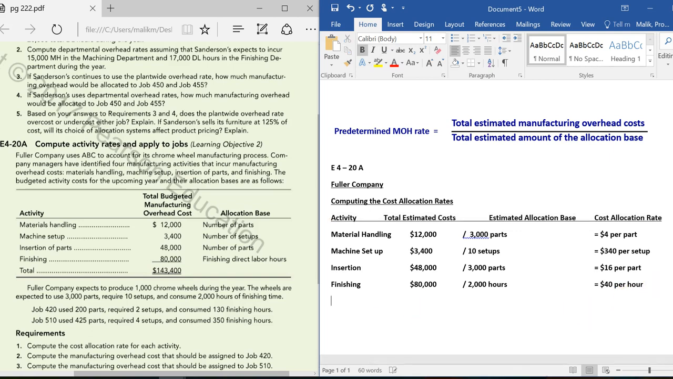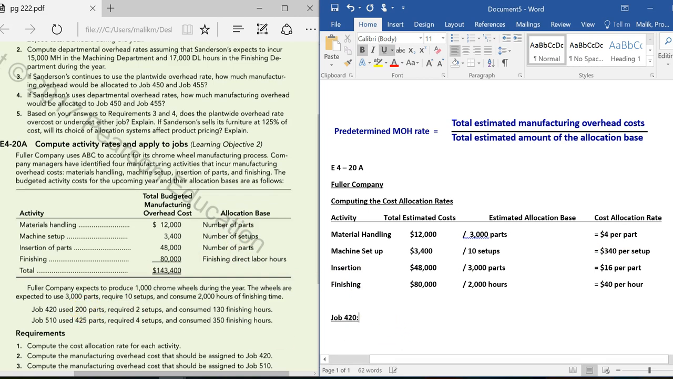So now let's try to calculate the cost for our first job, job 420. Right, let's try to do job 420. So for job 420, we will check what are the rates for these four types of activities. We just calculated these four types of activities. Now we're gonna check what are the actual amounts of this allocation base. So we will multiply these rates with those corresponding actual allocation bases.